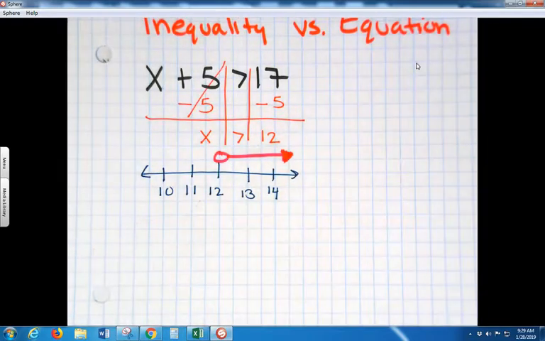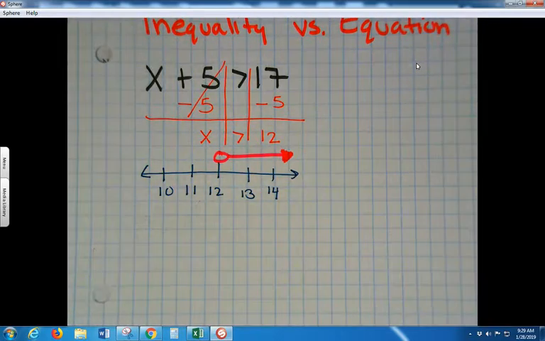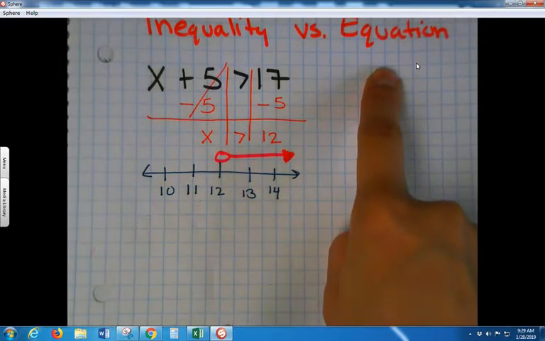You know how to do these, right? This is level 1, right? One step, real simple, graph, perfect. Now I'm going to do the same thing, but I'm going to use an equation.